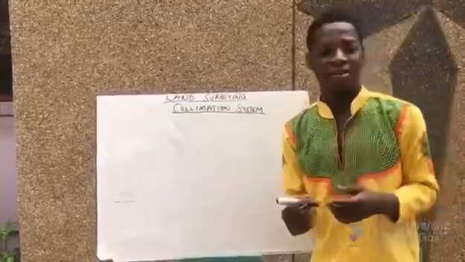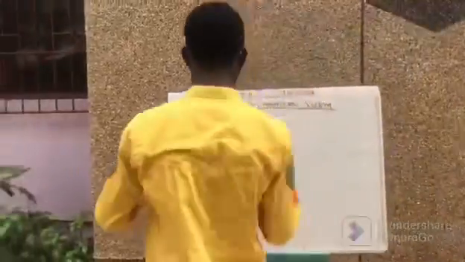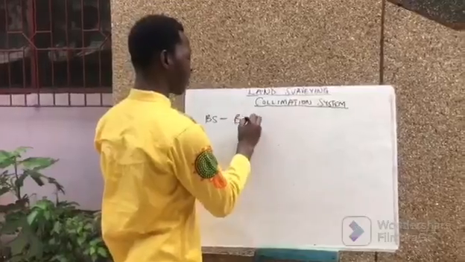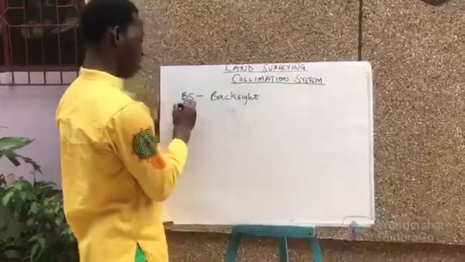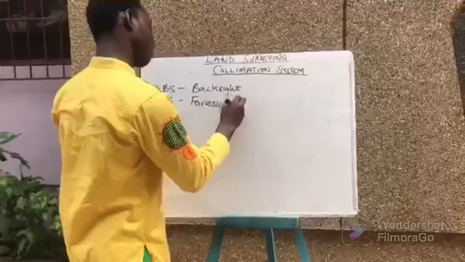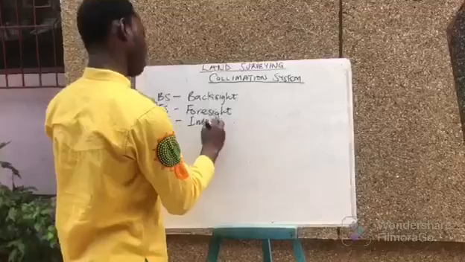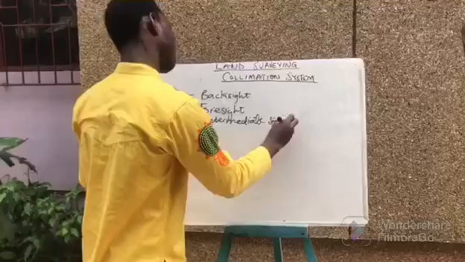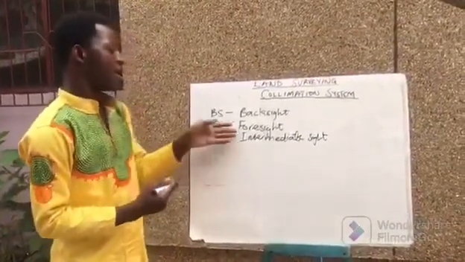Before I start, we have to note some points. When I write BS, it means back side. FS means forward side. IS means intermediate side. So the back side is the first reading, and the fore side is the last reading.